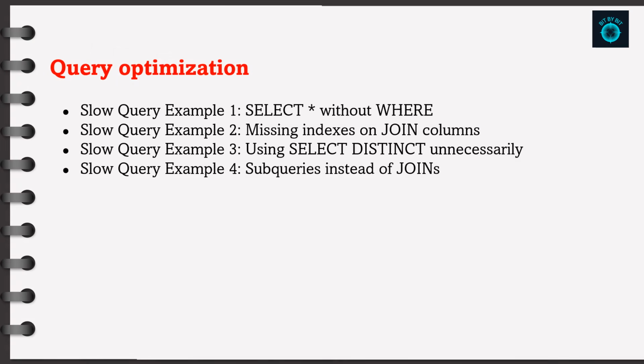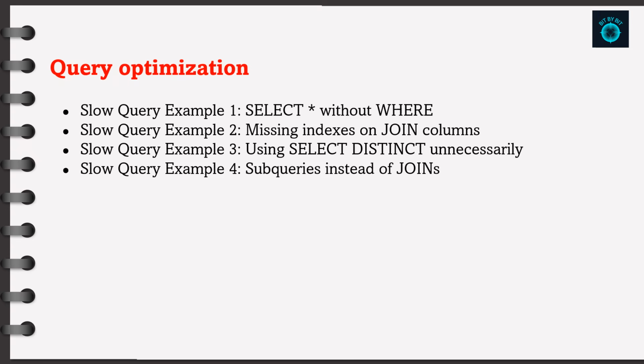In this slide, we will look at some examples of slow SQL queries. These examples show common patterns that cause slow performance in real-world applications. First, using SELECT *, which means selecting all columns, especially without a WHERE clause, causes the database to read entire tables. This wastes time and resources.